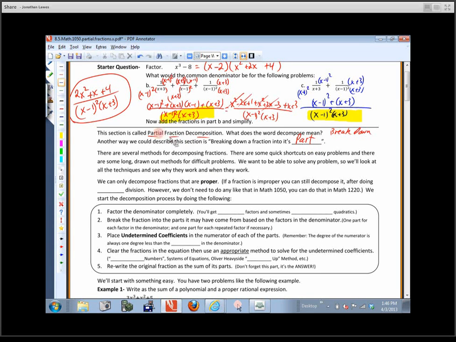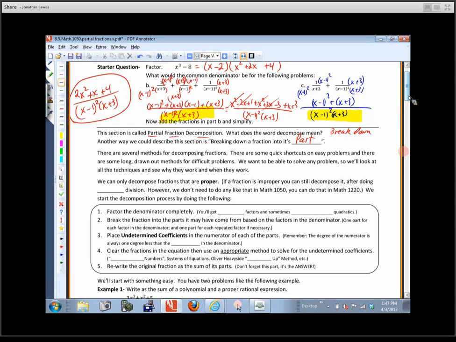The word partial, the root word is part. So we're going to take a fraction and break it down into its parts. We're essentially going to do the exact opposite of what we did here. We're going to take a fraction that looks something like this, and break it into, listen carefully, the 3 or maybe just the 2 parts that it came from. So that's partial fraction decomposition.